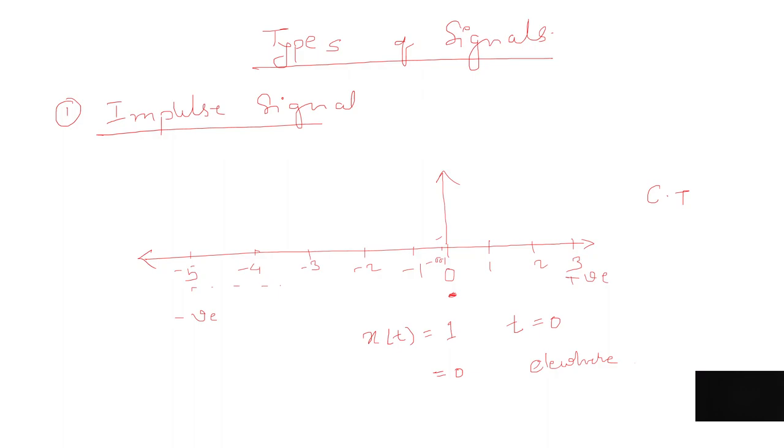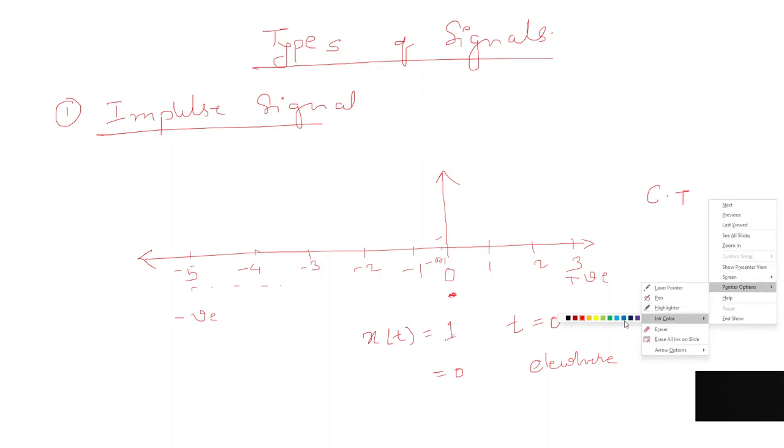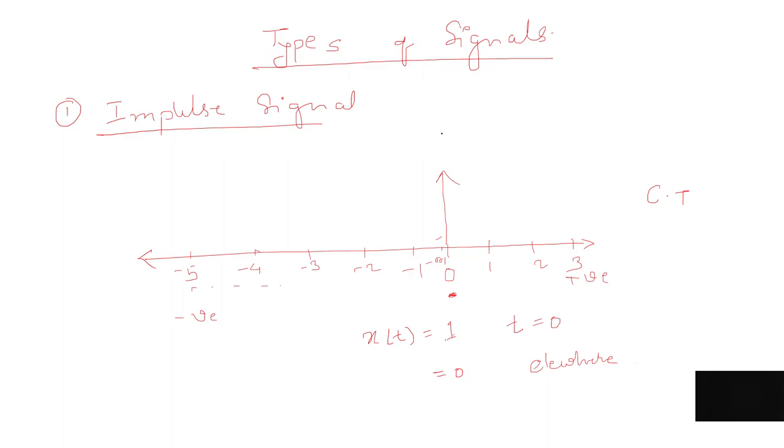Right? So it will have a value 1. By default, I am assuming this is the y-axis and this is the x-axis. The y-axis represents amplitude. So for the y-axis, this is actually 1. It is getting an amplitude of 1 for t equal to 0, and it will be 0 elsewhere.